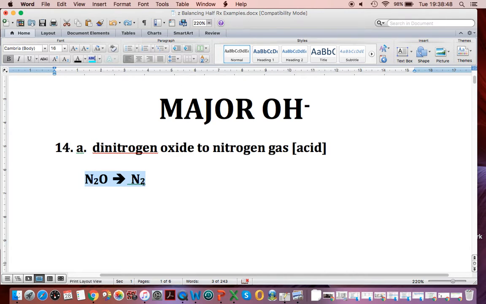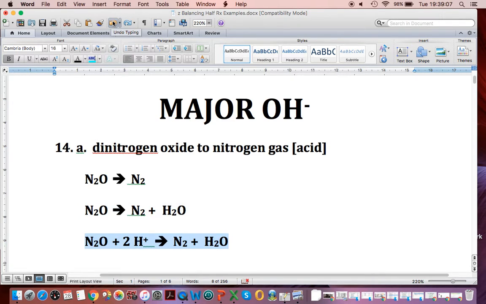Now we look at this, and the major atoms are balanced, so it's balancing oxygens, and we do that by adding water. We had 1 oxygen here, and adding 1 water adds 1 oxygen. Of course, that makes some hydrogens, 2 hydrogens here, and so we've got to balance the hydrogens by adding H+. We had 2 H's here, so we have to add 2 H+.